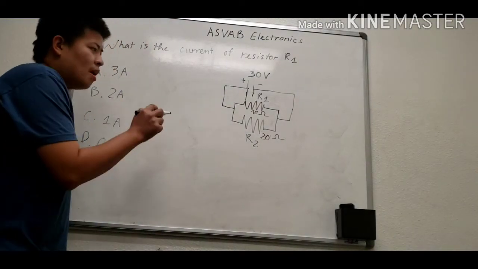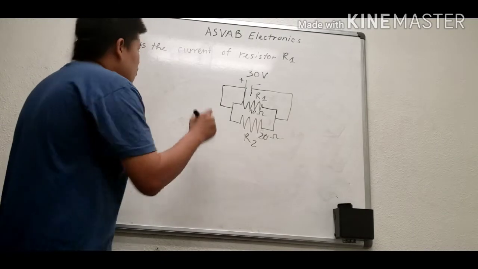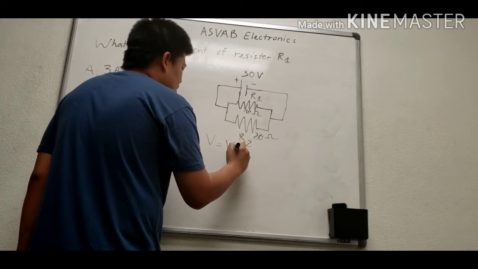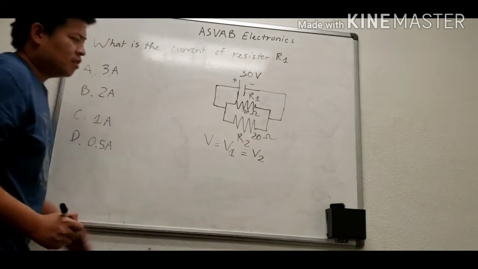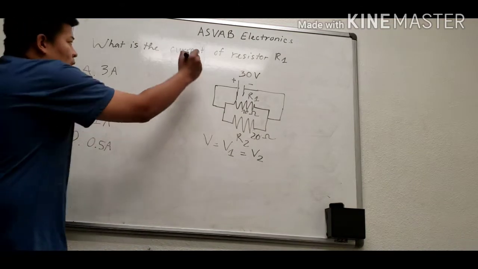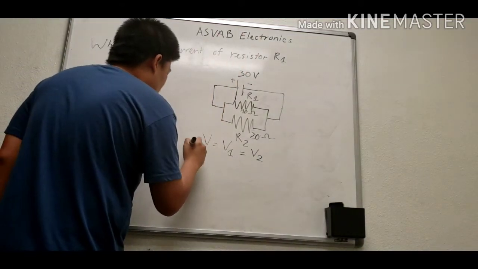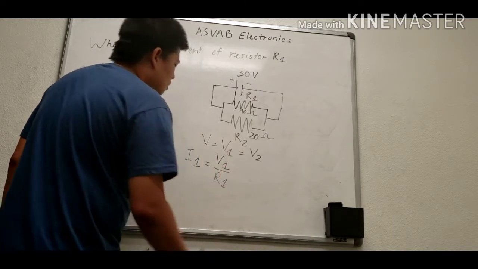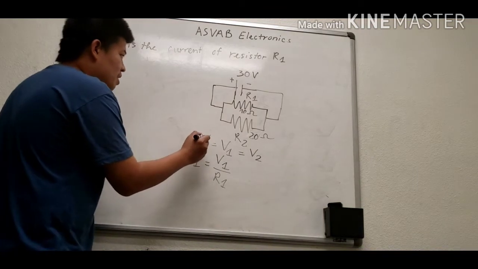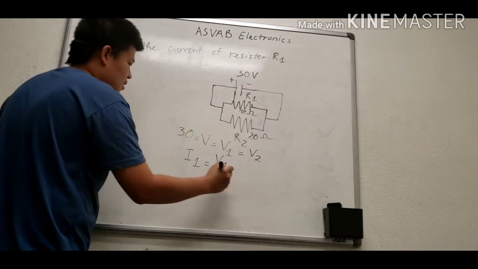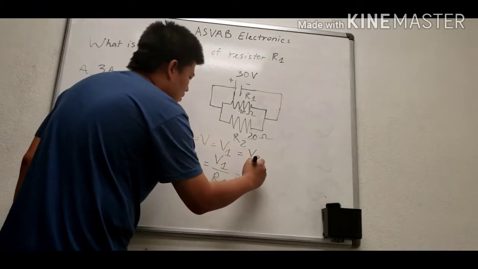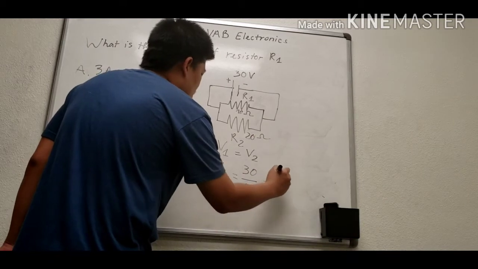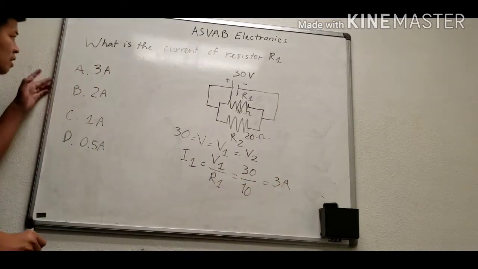In this diagram, that's the parallel, and we can use this formula to calculate the current. We know that V is equal to V1 equal to V2. So we have the formula from the parallel, and we want to calculate the current of R1, so we have I1 equals V1 divided by R1, just like that. We know that V in here is about 30, so the V1 should be about 30, and we divide by R1. R1 is about 10, so we got about 3 ampere. The answer for this question is A.